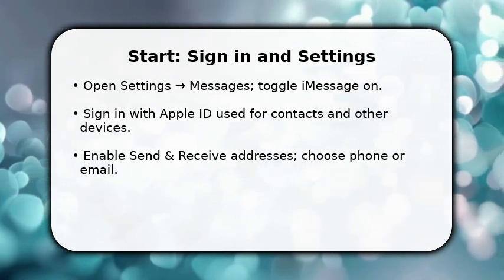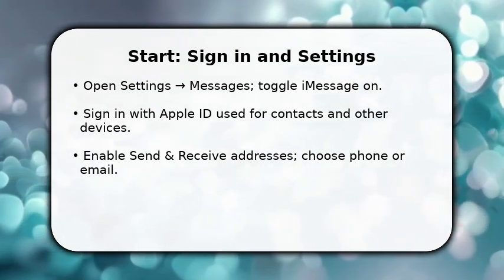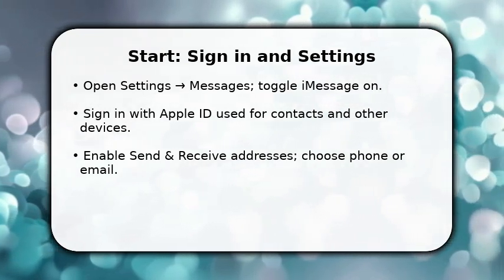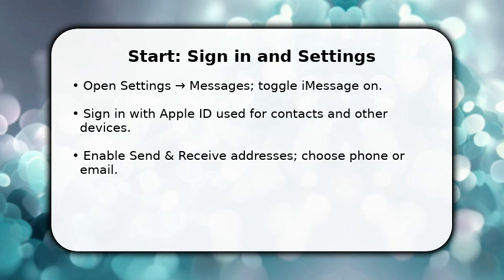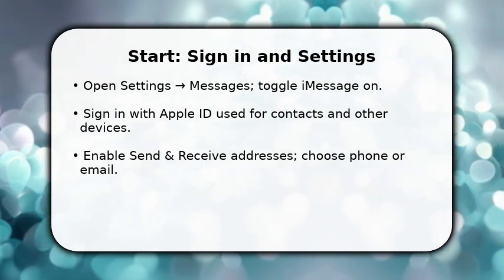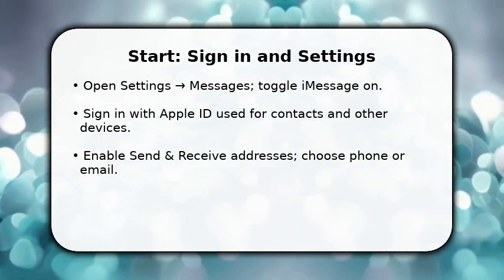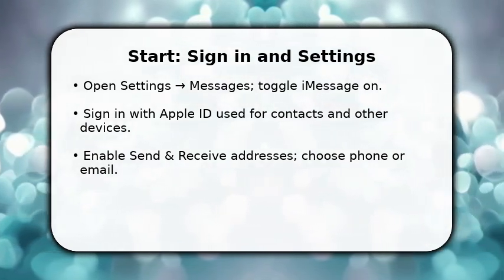Once signed in, go to Send and Receive and select the phone number or email addresses you want people to reach you at. This determines which threads sync. If necessary, enable FaceTime with the same Apple ID. Make sure Wi-Fi or cellular is active, so activation completes quickly and reliably.